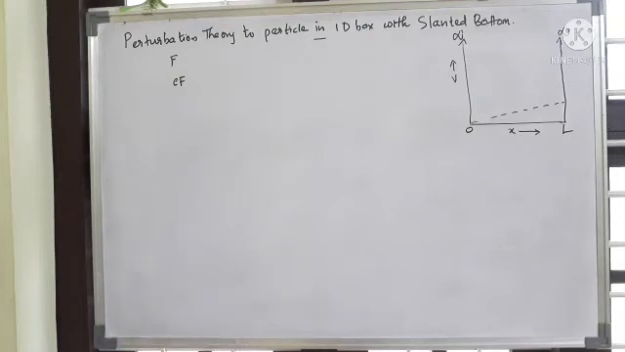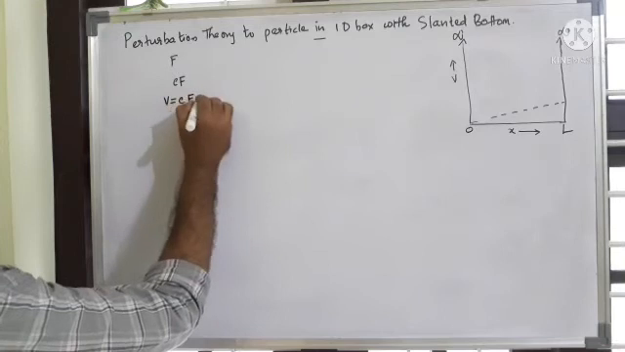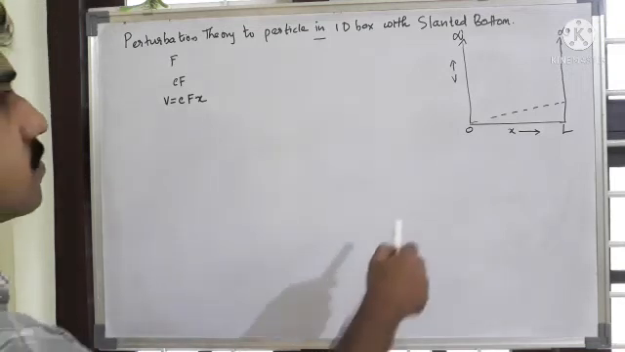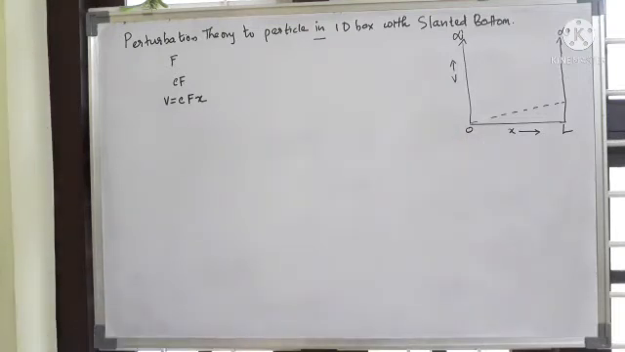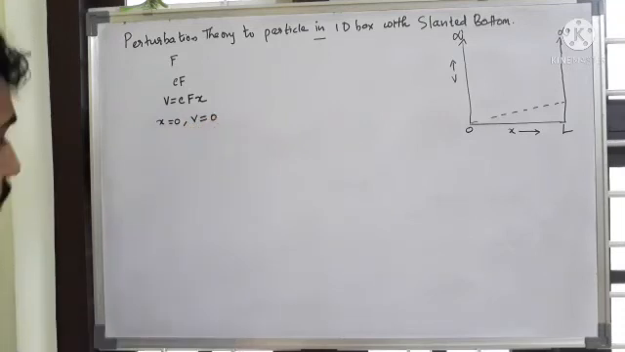Okay. Suppose the potential energy of the system V is equal to E into F into X. Then at X equal to 0, the value of V is equal to 0.